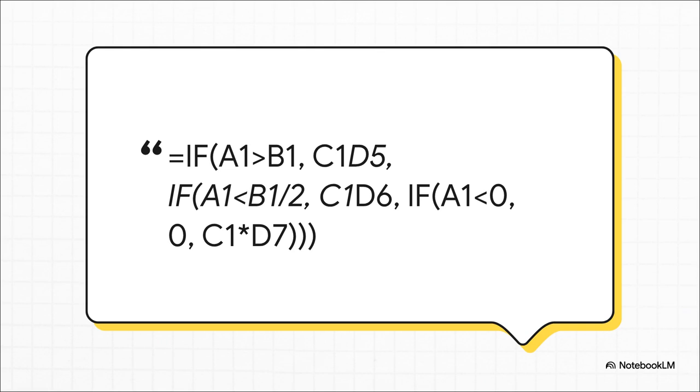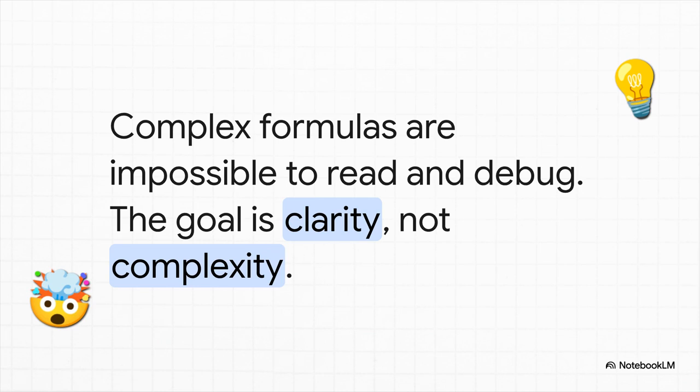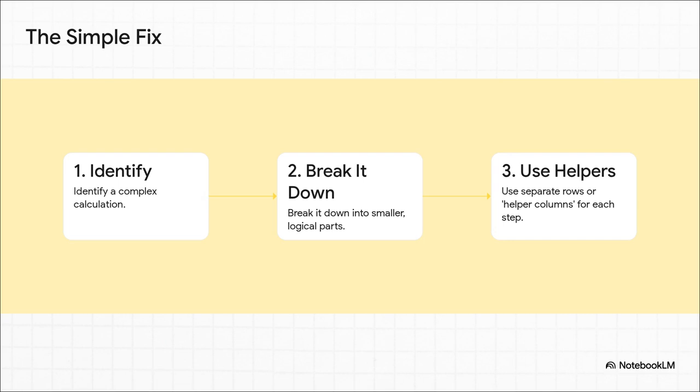All right, on to mistake number 2. You ever seen a formula that looks like this? It's a monster, right? A huge nested if statement trying to do way too much at once. Look, it might feel super smart to write a formula this complicated, but it's a trap. Seriously. They are impossible to read, they're a pain to explain, and they are an absolute nightmare to debug. A tiny mistake can hide deep inside, and you'll spend hours, trust me, hours, trying to find it. The goal is clarity, not complexity. Always.